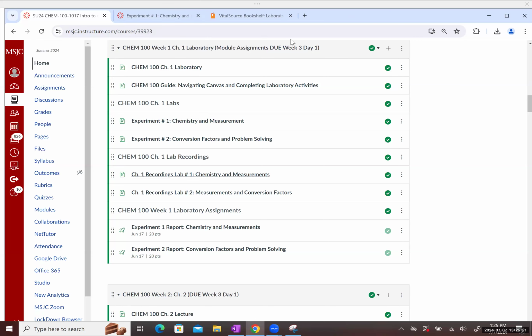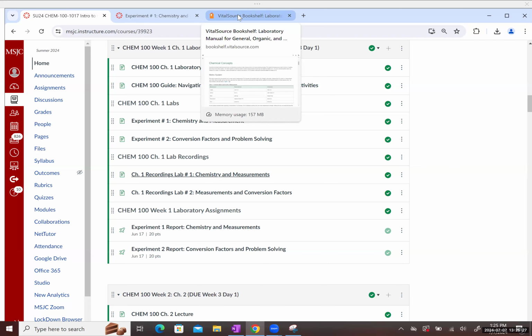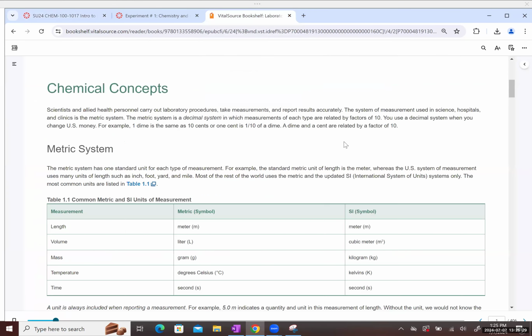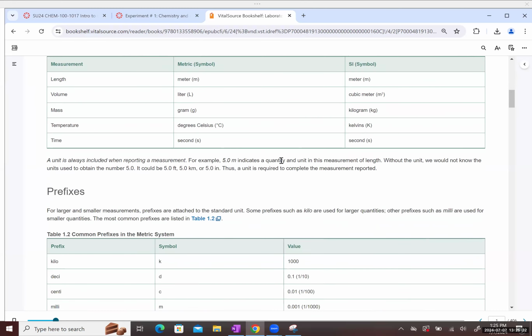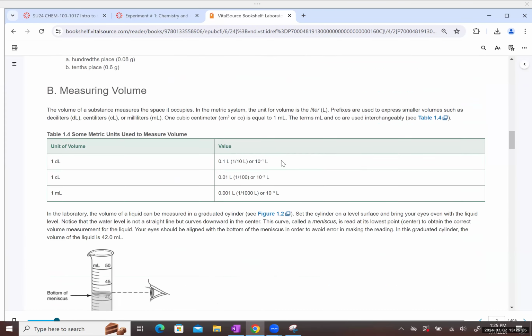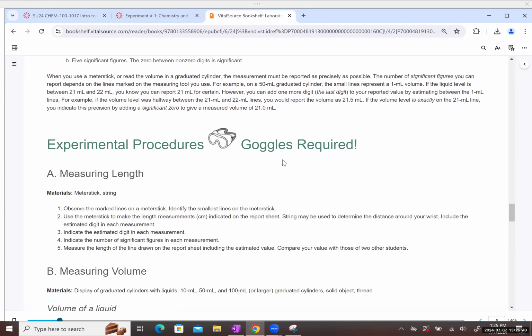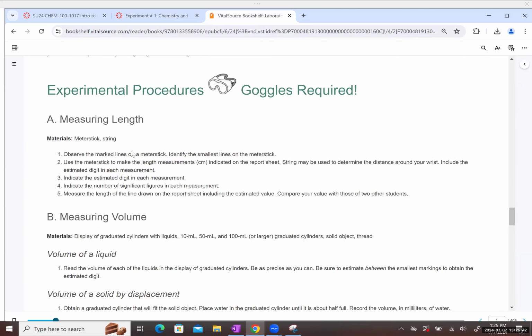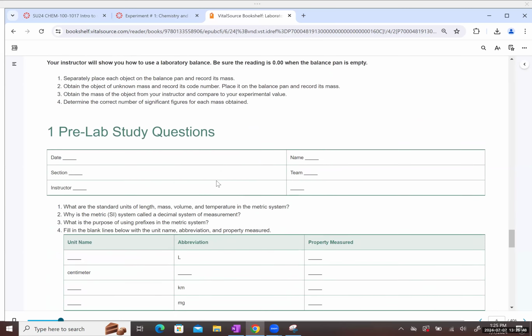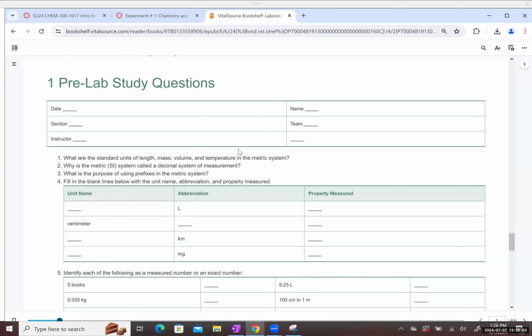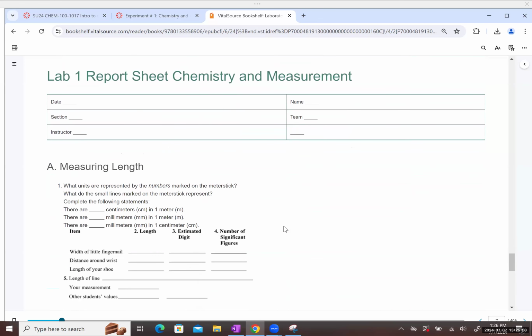So now that we know where everything is, the first thing I'm going to do is set up and get my lab report sheets ready to go. So the lab has an introduction section, and then we're going to scroll down, and there's a discussion of the background for this laboratory. Additionally, there's an experimental procedure, which we will be referencing momentarily. There are some pre-lab study questions. You do not have to complete them, but they're good practice for getting you familiarized with the content and concepts of the lab.